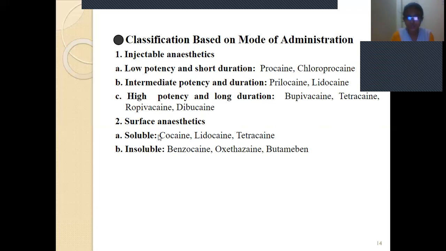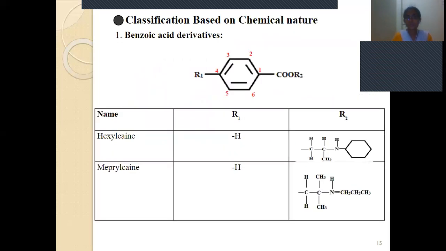Surface anesthesia, next one, is soluble and insoluble. Soluble is cocaine, lidocaine, and tetracaine. Insoluble is benzocaine, oxethazaine, and butamben. So these are the drugs based upon the mode of administration. Next, based upon the chemical nature.